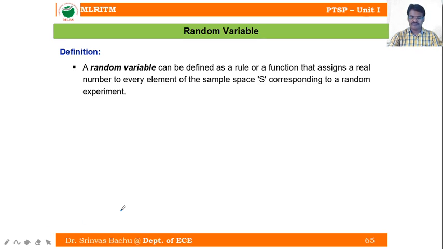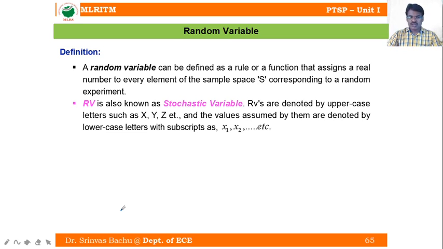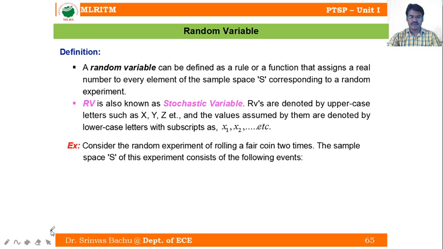Now coming to this one, it is also known as a stochastic variable. Random variables can be called stochastic variables. The random variables are denoted by uppercase letters X, Y, Z, etc., and the values that are assigned are denoted by lowercase letters with subscripts, like small x1, small x2, x3, etc. This assignment ranges from minus infinity to plus infinity.